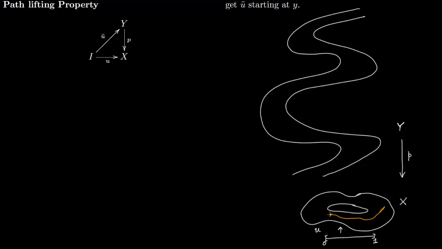So say this point is U of 0. This is the path, this map U, and this P is the projection. Now the path lifting property says that basically you can lift this path into space Y. So this path we are going to lift into space Y.